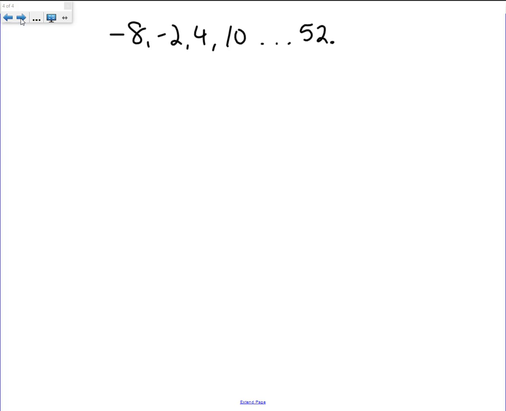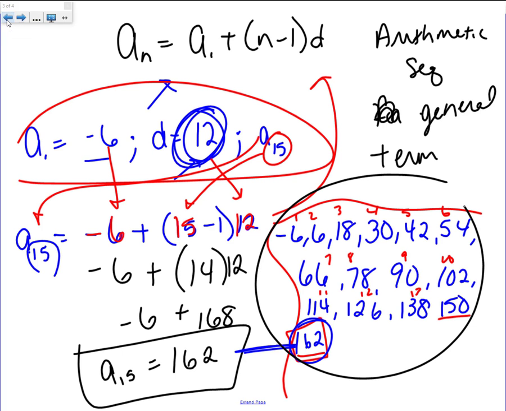I do not know what my D is yet, but what I can do is use one of two ways. I can do the same thing that I just did, which is this messy right side down here. I can just start listing all of the numbers in the sequence that I was given. I can find out what the D is, and I can continue writing the numbers until I end up at 52, and then I can count all the numbers and see how many terms there are. Or I'm going to use this general term that they gave us, and I'm going to plug in the things that I know, and then I'm going to solve.